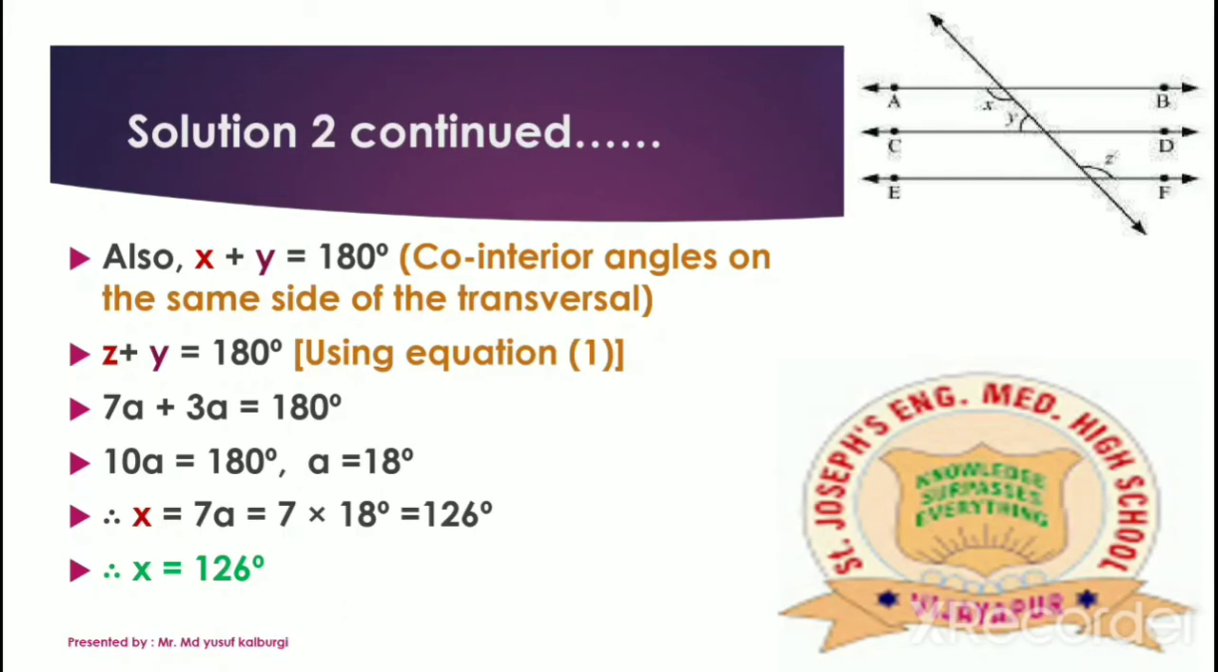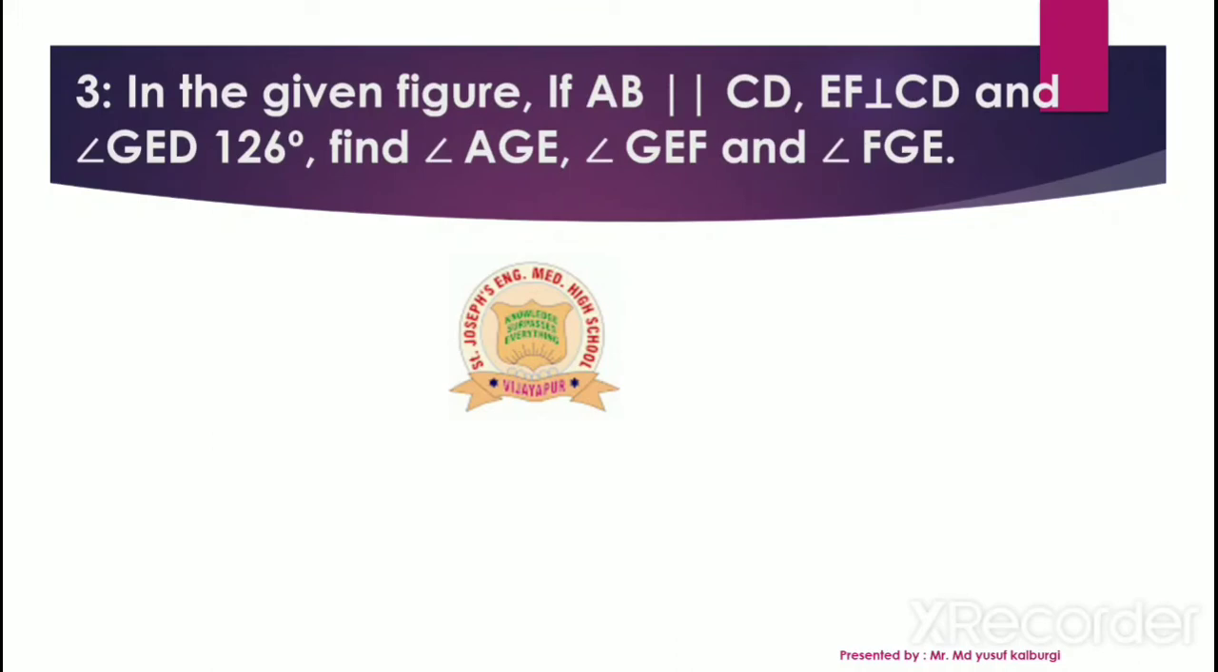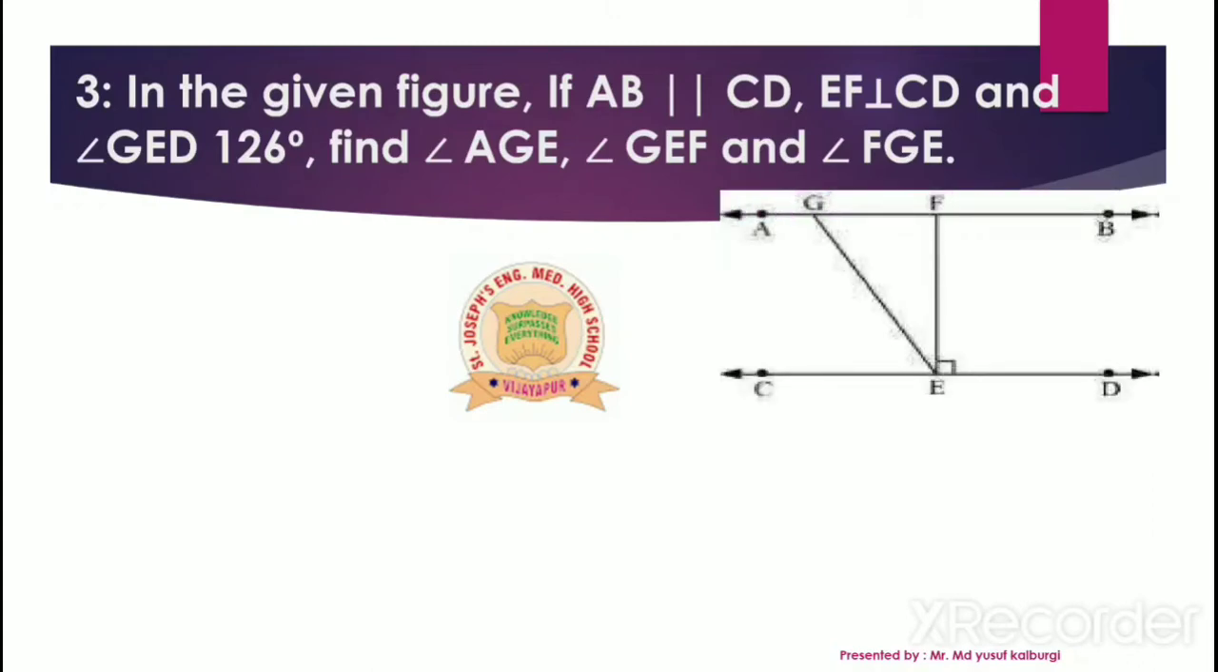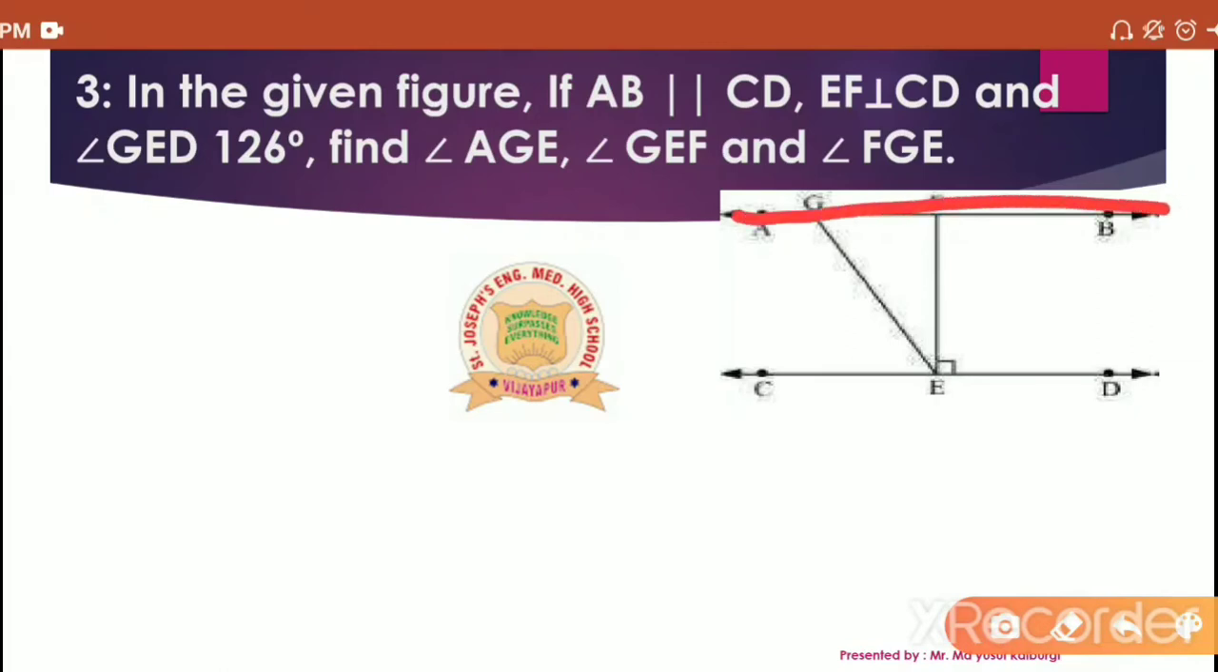Now let's move to the third question. What does the third question say? Let me read out the question for you. In the given figure, if AB is parallel to CD and EF is perpendicular to CD. Now just observe the figure. AB is parallel to CD. These two are parallel. One more thing they have given, that EF is perpendicular to CD.